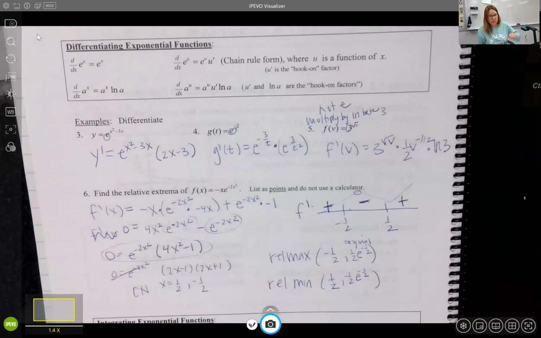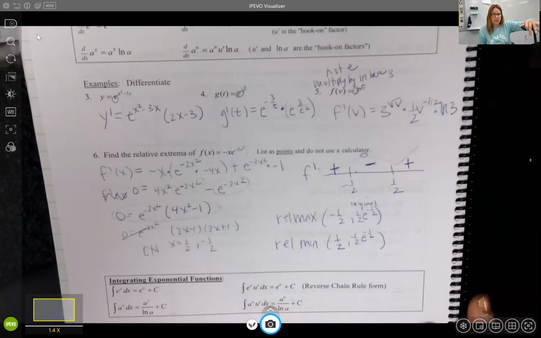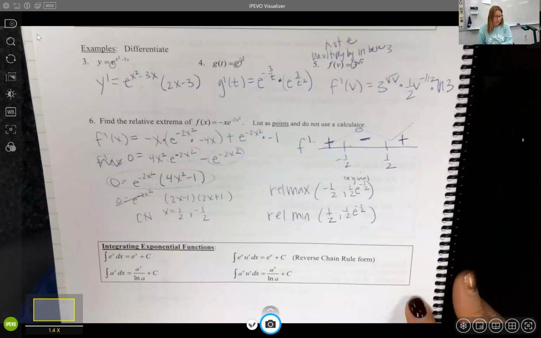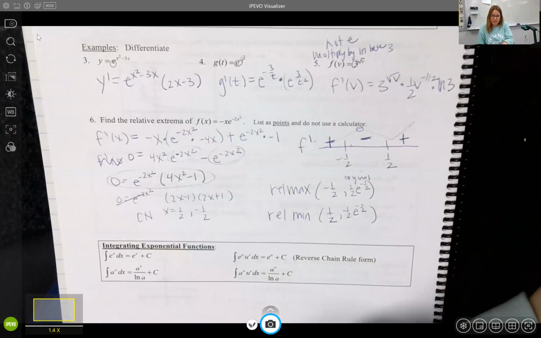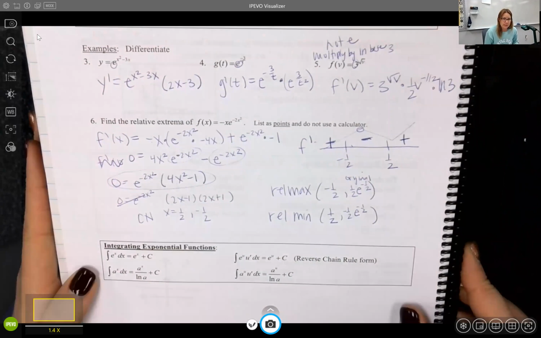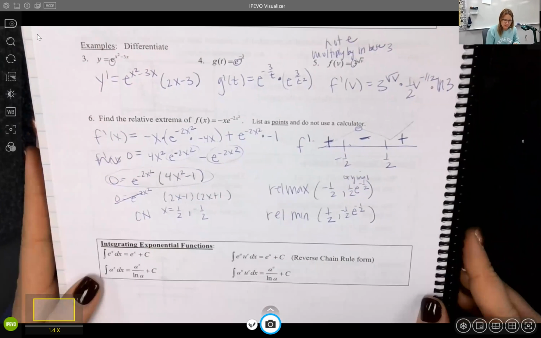Okay, so that is derivatives of exponents. Now we're going to go backwards and do integrals. So remember we had that hook on that was the derivative of the power. So I have to pay attention to that hook this time and see what we get.